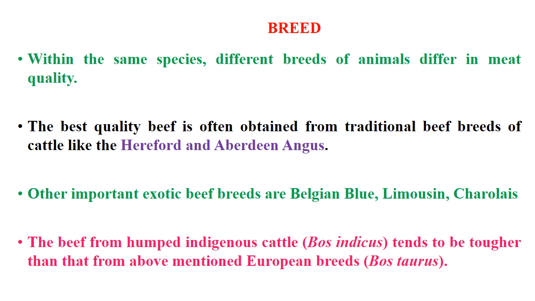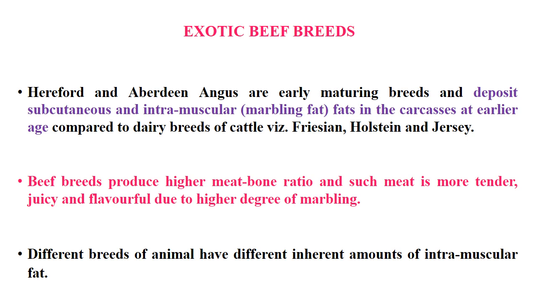Whereas the beef from humped indigenous cattle, that is the Indian cattle, Bos indicus, tends to be tougher than that from other European or exotic breeds, that is Bos taurus. So meat from indigenous Indian cattle is generally tougher than from the exotic breeds. Here are a few more details about the exotic beef breeds.